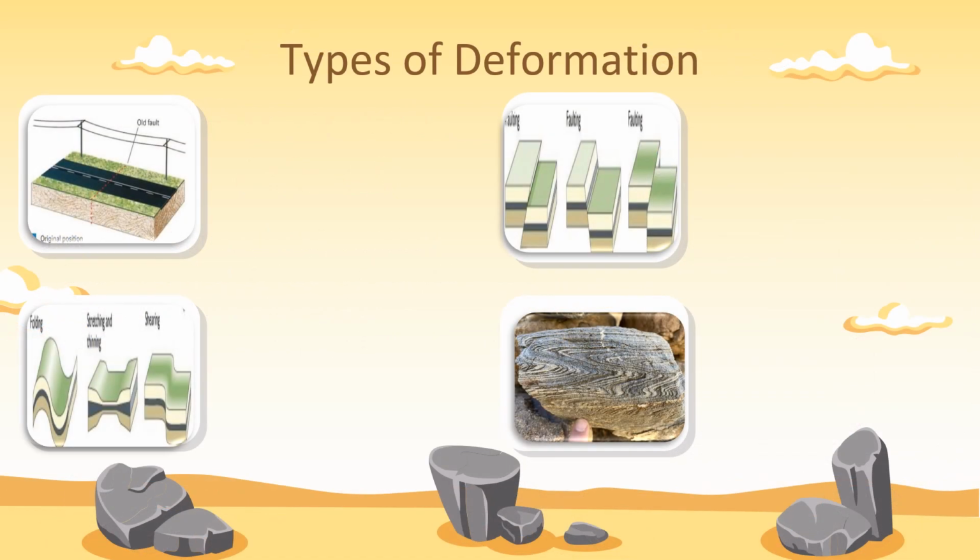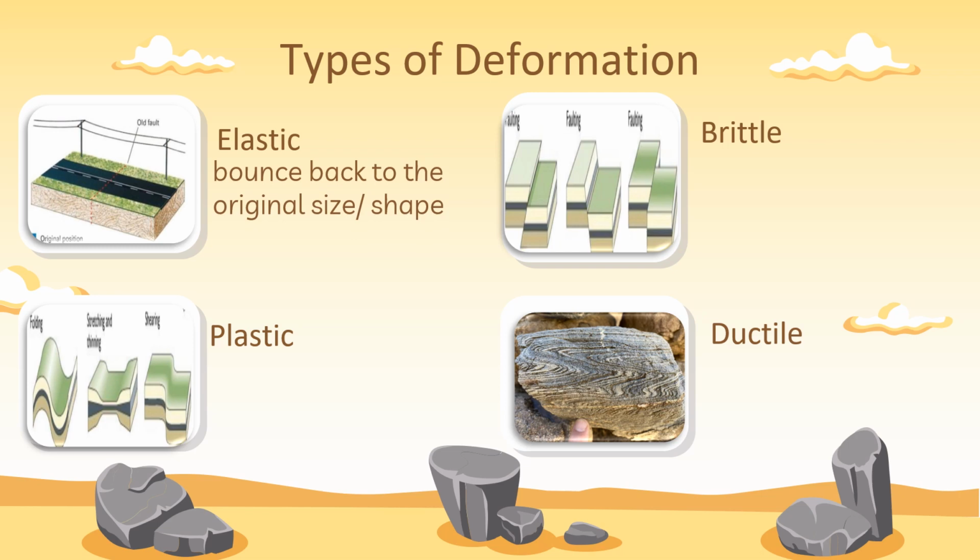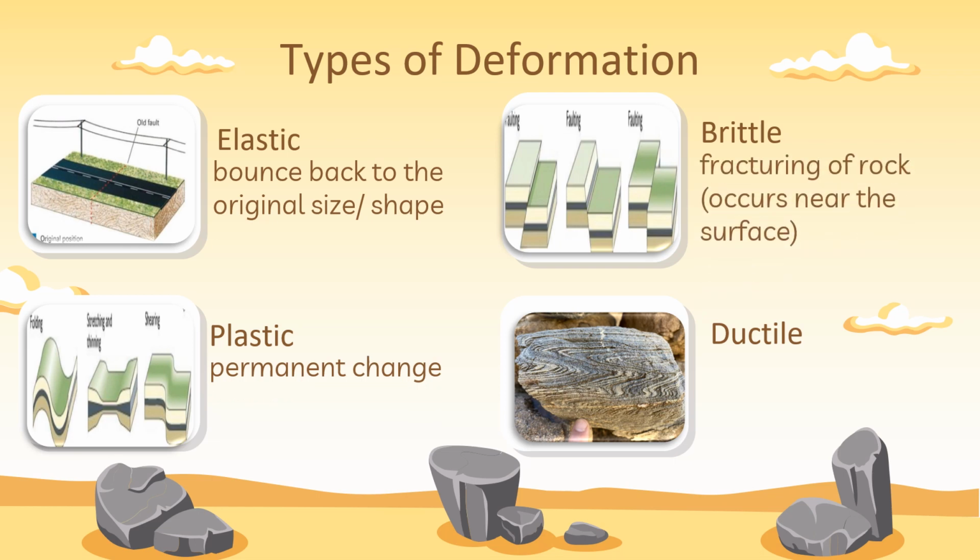These are the types of deformation: elastic, plastic, brittle, and ductile. In elastic, it bounces back to original size or shape. In plastic, it's a permanent change. In brittle, it involves the fracturing of rock when a rock's strength is exceeded such that it cannot respond elastically, and occurs near the surface. Ductile produces a change in the size and shape of a rock body without fracturing, and occurs at depth.